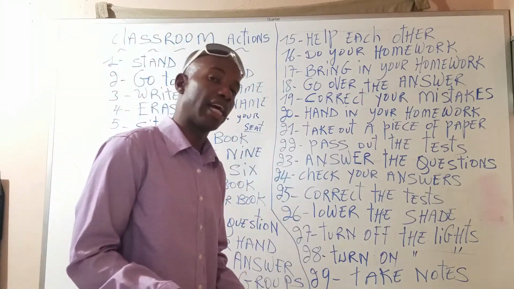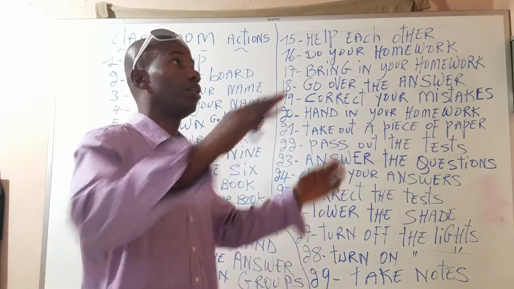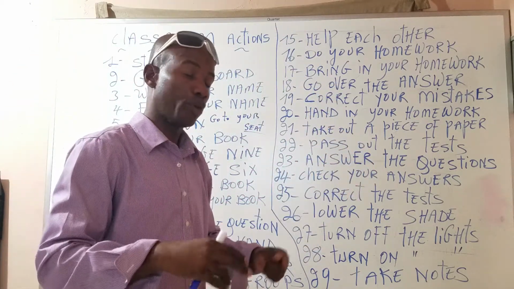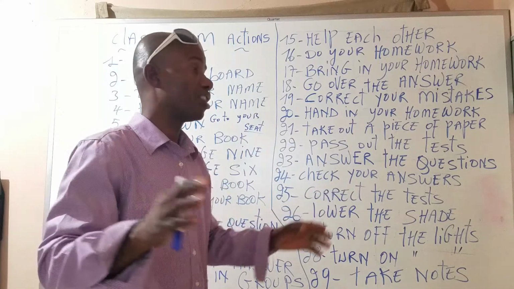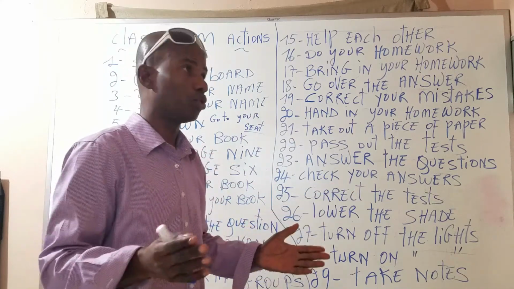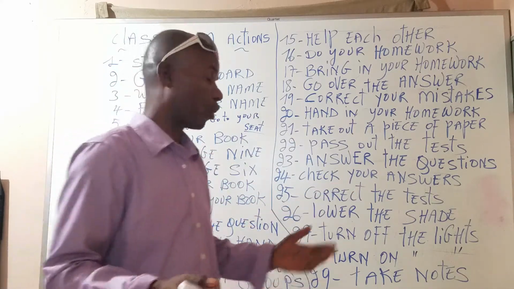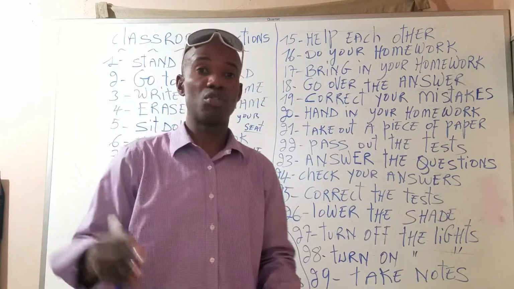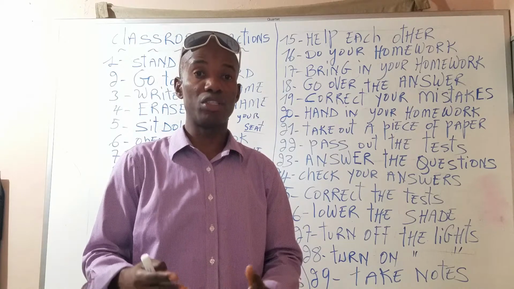When you turn on the light, there is electricity, and you see everything in the house. But when you turn off the light, you see nothing. You understand? You see nothing when you turn off the light. But when you turn on the light, you see everything in the house because there is light, right? When there is electricity.